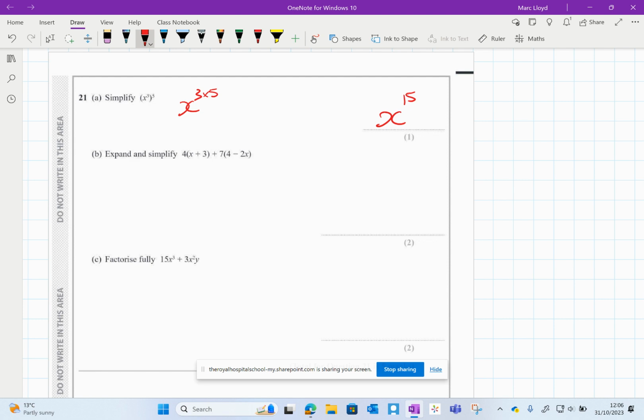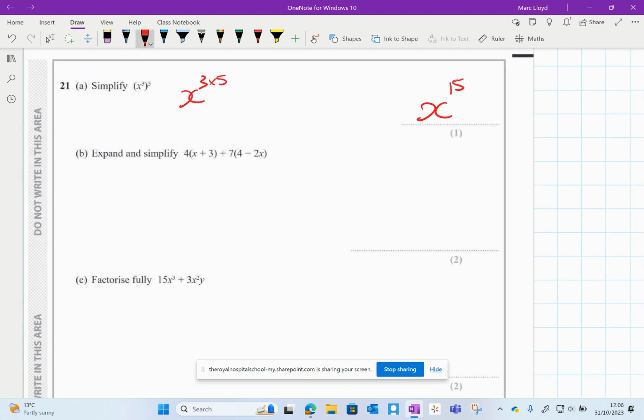Right, expand and simplify. 4 times x, 4x. 4 times 3, 12. Plus 7 times 4, 28. If you're not sure, calculator. Just because it's algebra doesn't mean you can't use your calculator. Take away 14x. Okay, add these two together, gives me 40, and then 4x take away 14x is minus 10x.